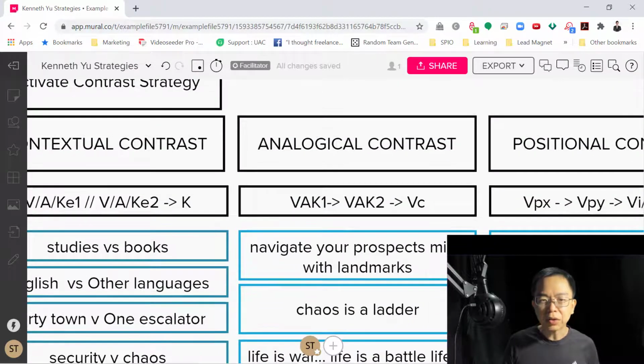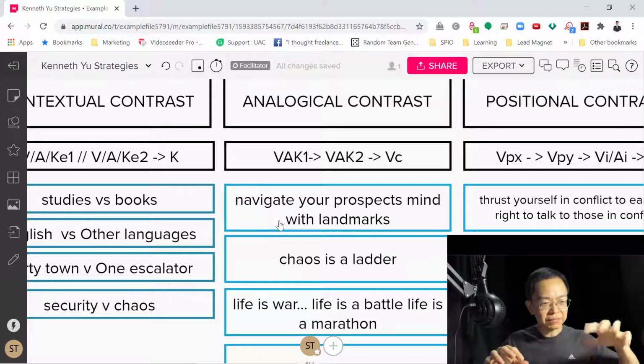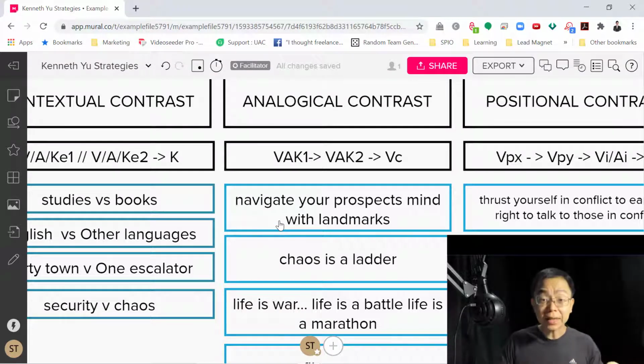All right, let's go to analogical contrast. And this is one of his favorites, as you can tell, right? So what he does is whatever analogy he's giving, he's contrasting it with another analogy, and therefore it makes you imagine possibilities, right? Either possibilities that get you to feel bad about it or feel good about it. Navigate your prospect's mind with landmarks. Again, navigation inside the mind, the mind is psychological. Navigation is a physical thing. So you're contrasting these two analogies, right?